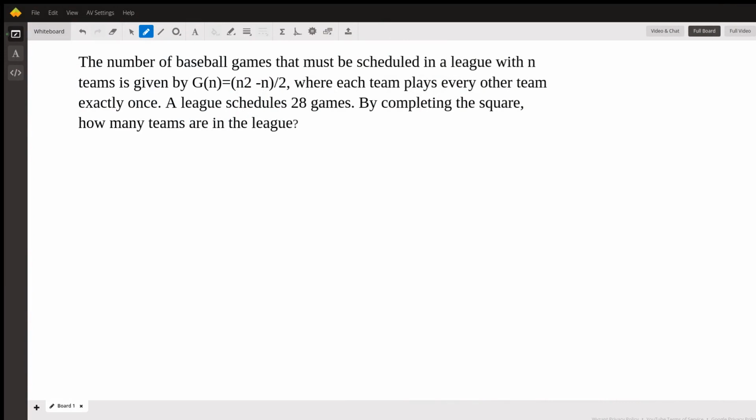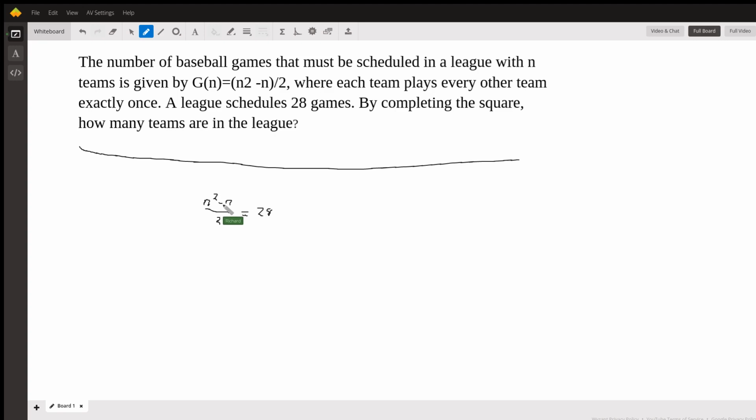This is an Algebra 2 question, I think. So let's get down to it. There's a formula for the number of games that you're going to schedule for baseball games in a league. It's going to be n squared minus n all over 2, and that's going to be 28 games for this particular league.